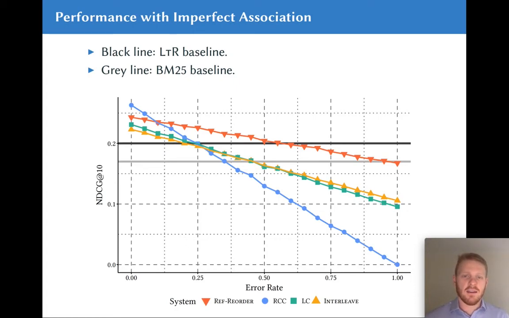On the other hand, the other 3 systems are much more robust to error, and in particular, the ref reorder system actually just decays to being a BM25 results list on the user query, as you can see at the orange line with the error rate of 1. So it's very interesting that our other approaches are much more robust to error, and that means that they're less risky to deploy in a real system.